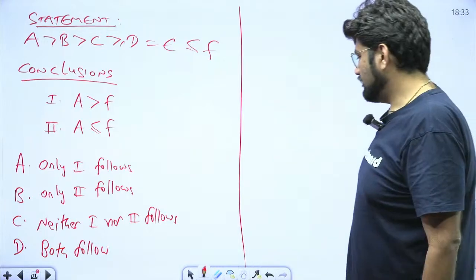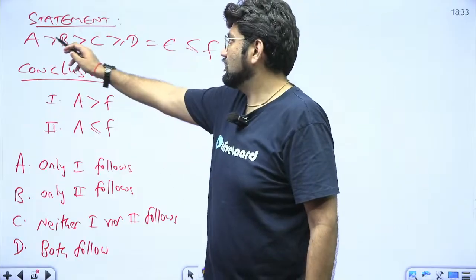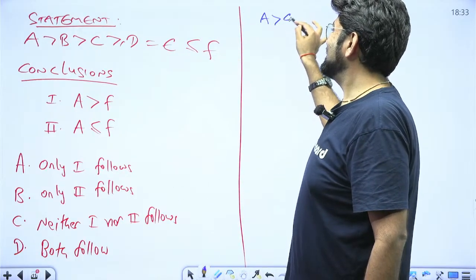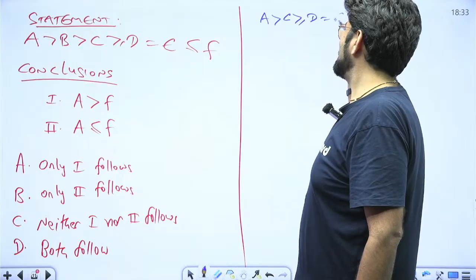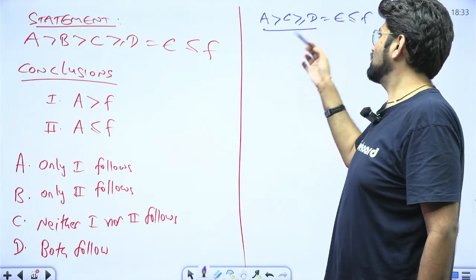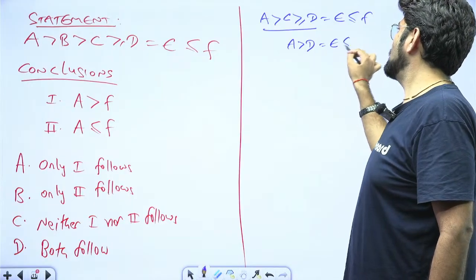Now, how will we proceed? I need a relationship between A and F. So I will travel 3 at a time. I will say A greater than C greater than equal to D equal to E less than equal to F. We have done it already though. From here to here again we'll drop this. A greater than D equal to E less than equal to F.